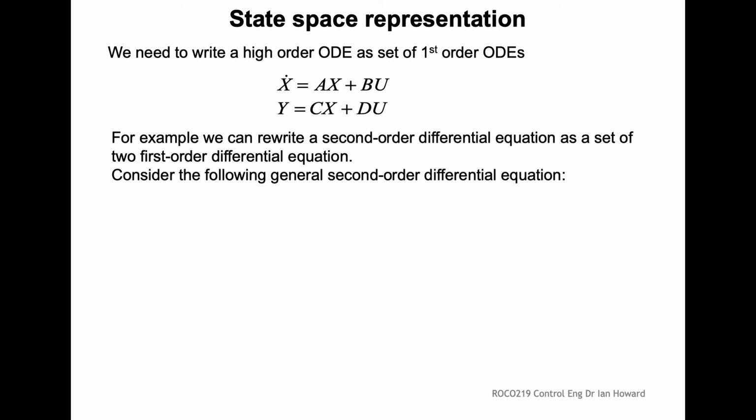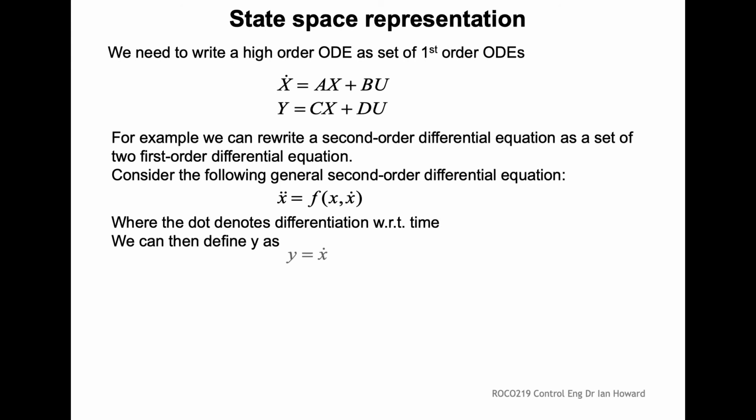Let's think first of all in terms of a second order differential equation. Let's say the second differential of x, x double dot, is some kind of function of x and x dot. We can define a y, right? Let's say y is the first differential of x. If we differentiate y, that gives us x double dot, right? So y dot is now x double dot, and x double dot is the thing we started with, but we want to get away from those.